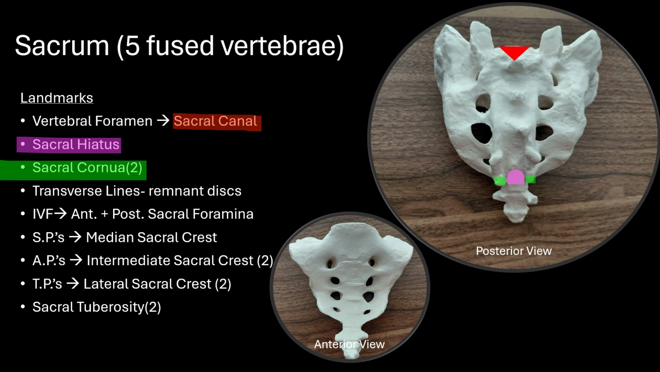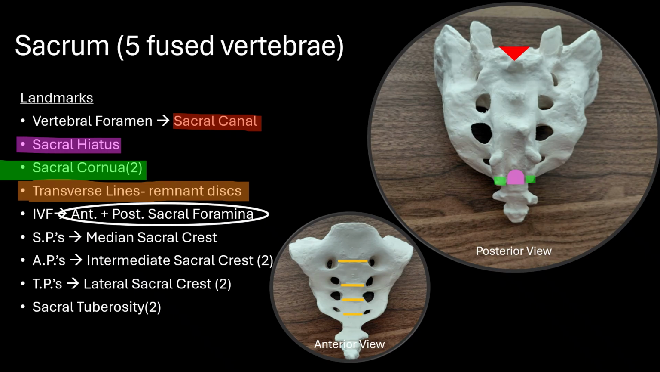The sacral cornu are off to the side as well. They're the horns that help guard the entrance or the exit to the sacral hiatus. The transverse lines here are basically fused discs, and they fuse typically in late adolescence, early adulthood. And so when they fuse, we consider them remnant discs or transverse lines.